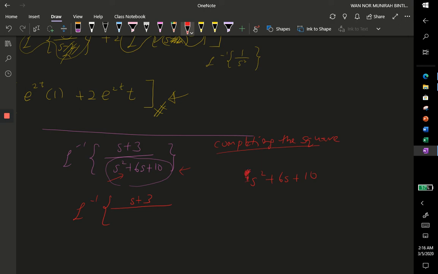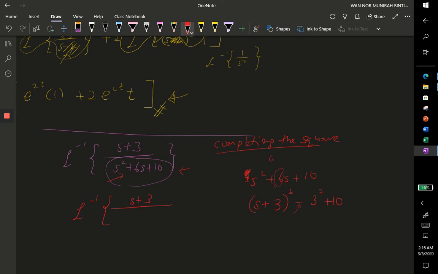So what I need to do is, I just put s plus half of your b. This one is your b. Your b is 6. Half of your 6 is 3. Plus 3, you just square, right? Minus half of your b square, which is 3 square. This one you must minus. Then follow your c, plus 10.